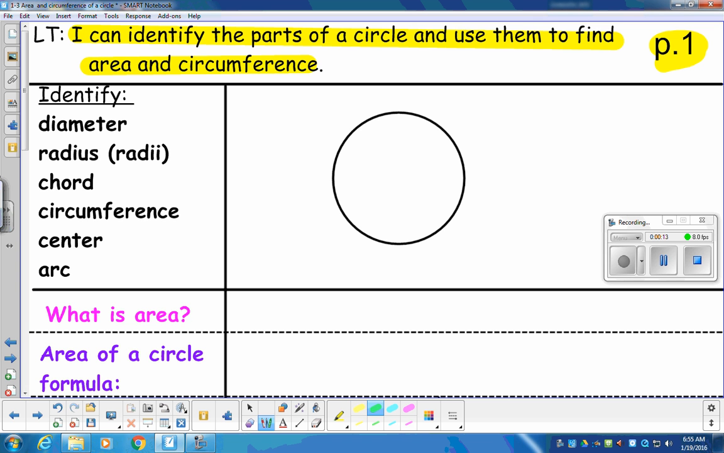Yesterday we learned about the circle song. Pi r squared sounds like area to me. When I need a circumference, I'll just use pi d, thinking back to the circle song. We're going to start by identifying these parts of the circle.